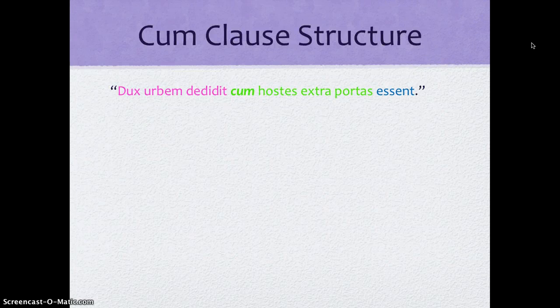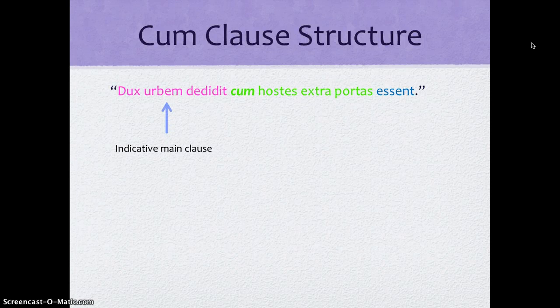The structure of a cum clause sentence does not have much variance. The sentence Dux urbem dedidit cum hostes extra portas essent has mainly four parts. The first part, Dux urbem dedidit, is the indicative main clause, which, although in this sentence it begins, could also end the sentence.